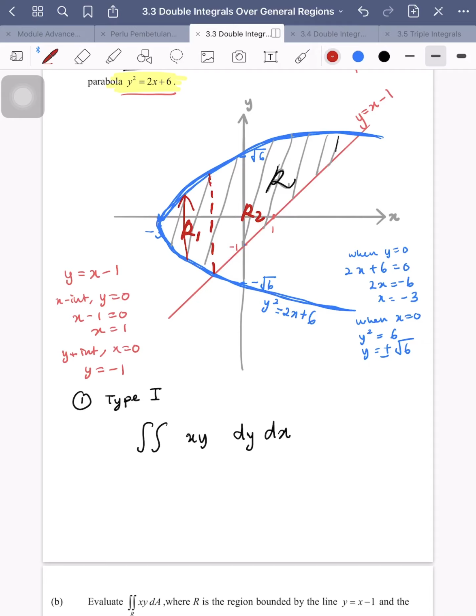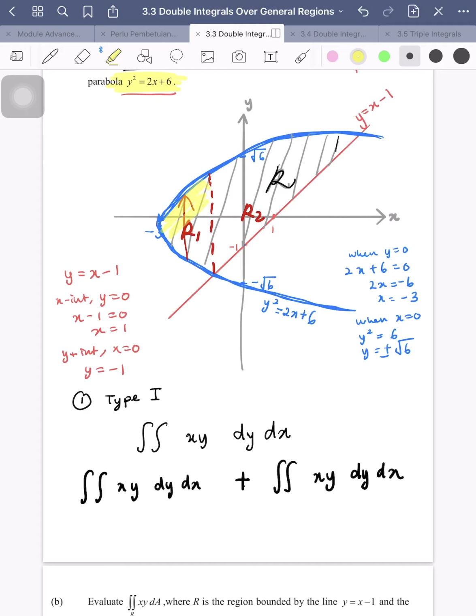Okay, so region 1. I put double integral xy dy dx plus double integral for region 2 dy dx. Since there are two regions, together you will get the full region here. Viewing the first region, I highlight it so that you can see the first region, from bottom to top.